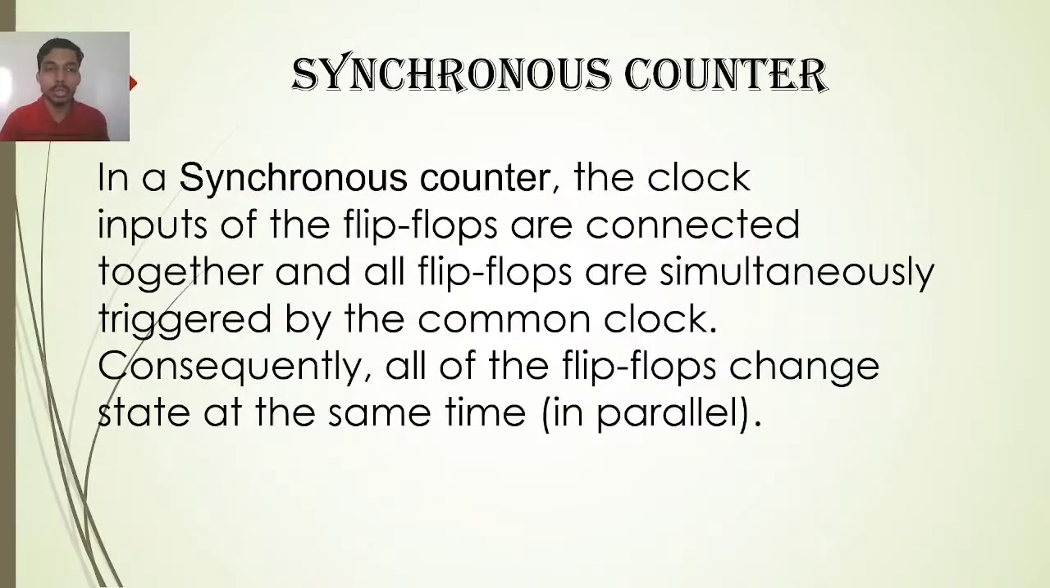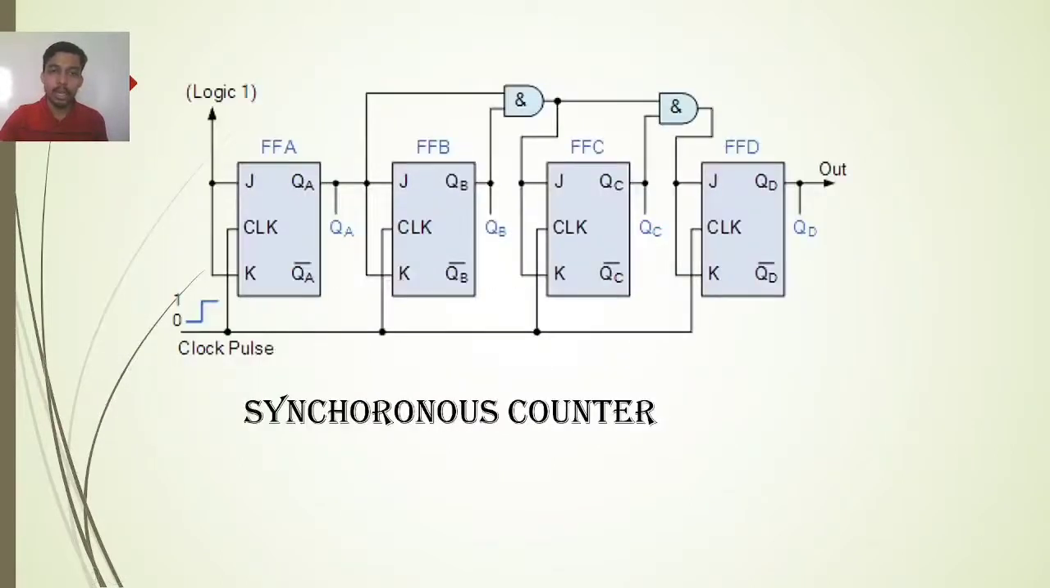What is a synchronous counter? In a synchronous counter, the clock inputs of the flip-flops are connected together and all flip-flops are simultaneously triggered by the common clock. Consequently, all of the flip-flops change state at the same time in parallel. Like you can see, all the clocks are simultaneously connected in all the four flip-flops, and QA, QB, QC, and QD are the four outputs given. It is the circuit of the synchronous counter using four flip-flops.